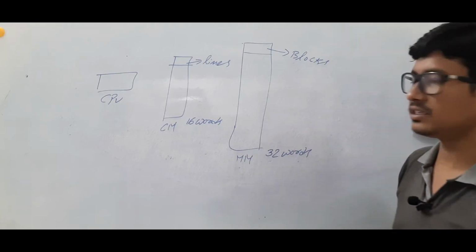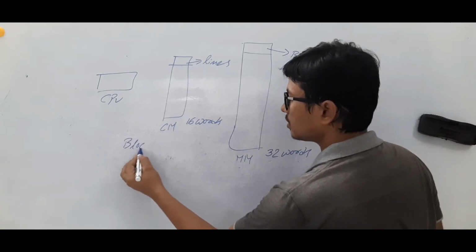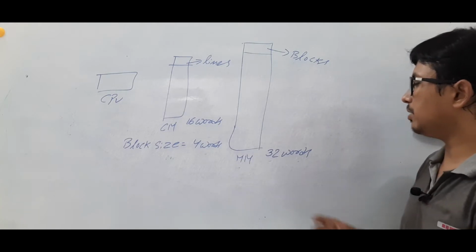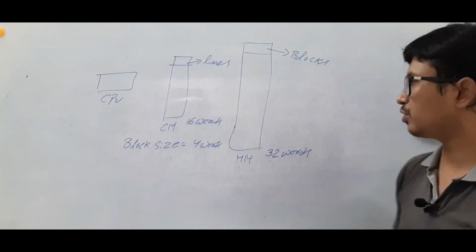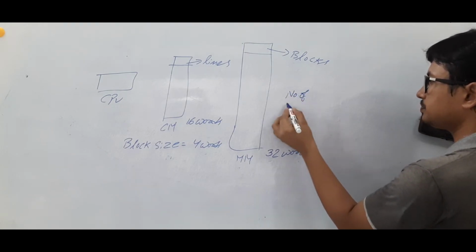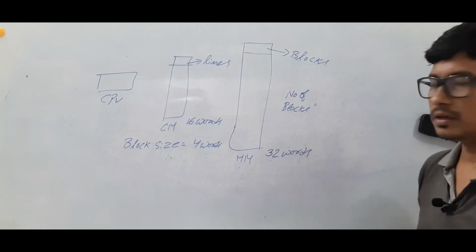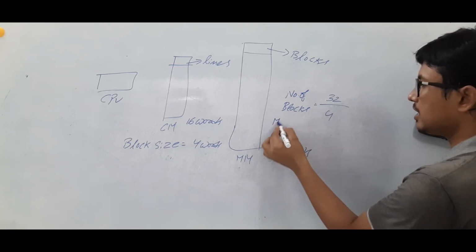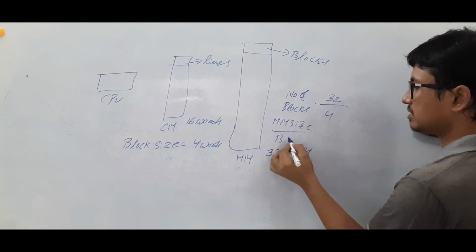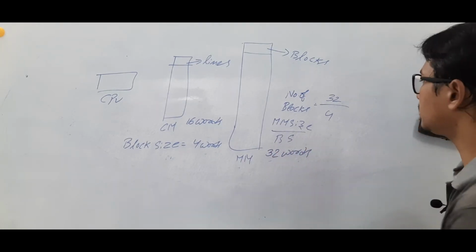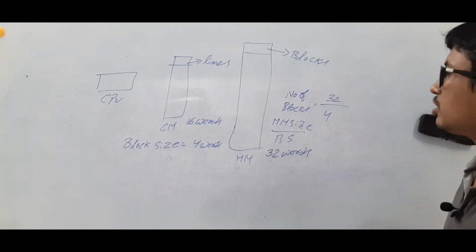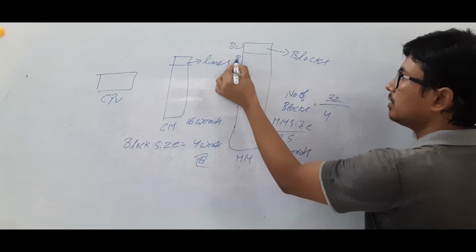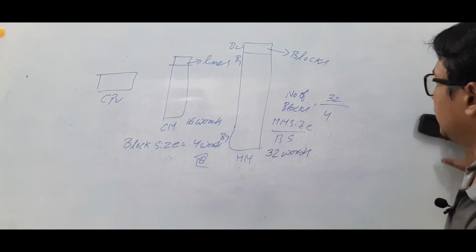Now let's take in this example that the block size is 4 words, so a block can store 4 words. As the main memory size is 32 words and the block size is 4 words, the number of blocks is equal to main memory size by block size. What is the main memory size? 32 words, and block size is 4 words. So how many blocks will you get? You will get 8 blocks: block number 0, block number 1, and so on, up to block number 7.